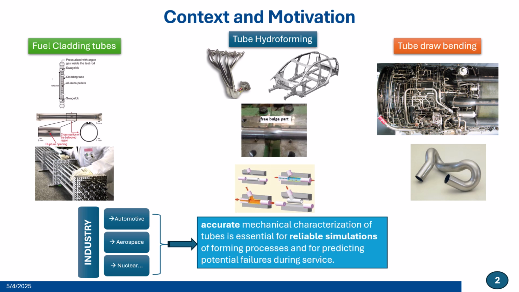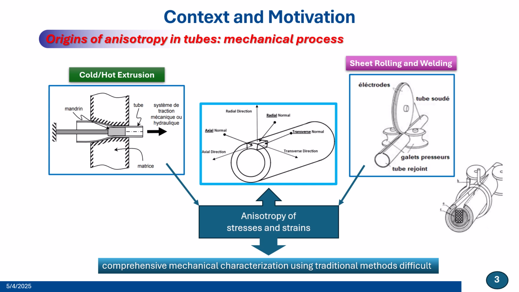So, to master these complex tube metal forming processes, accurate mechanical characterization of tubes is essential for reliable simulations and for predicting potential failures during service. But what makes the mechanical characterization of these tubes so challenging? Anisotropy in tubular materials originates from their manufacturing processes such as cold or hot extrusion or sheet rolling followed by welding, which produce a curved geometry and particularly a cylindrical form with directional mechanical behavior dependence that make their comprehensive mechanical characterization using traditional methods difficult.